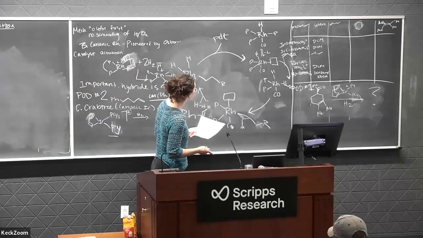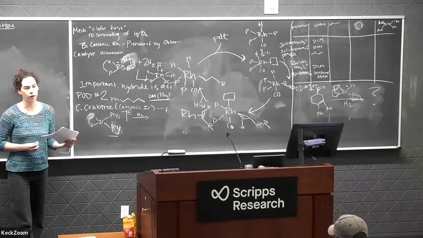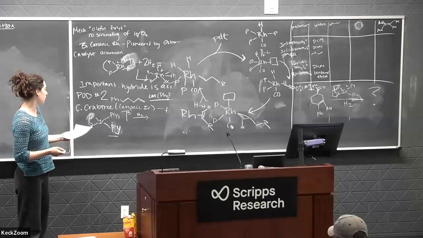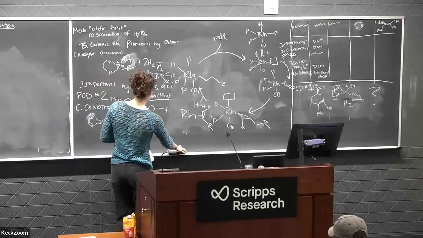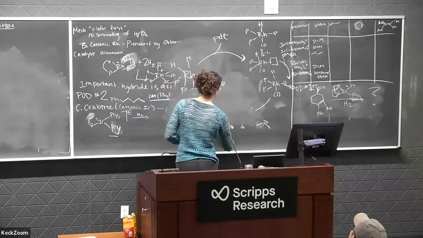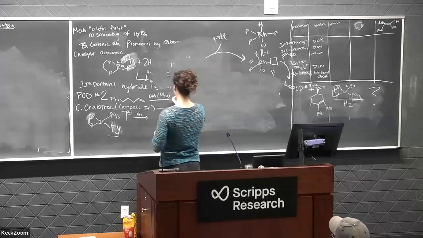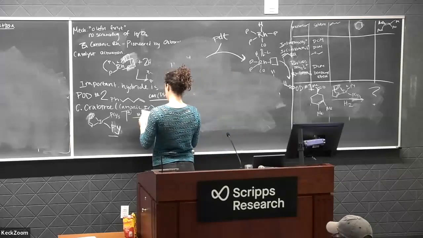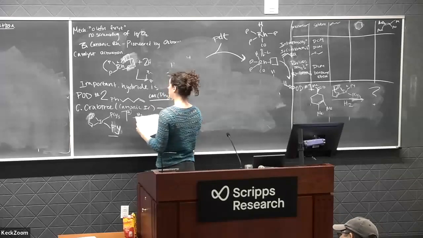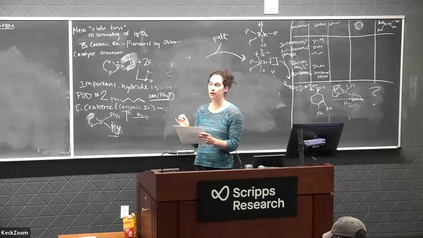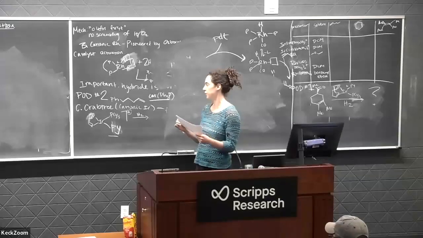So now continuing on with Crabtree's catalyst, which is the cationic iridium. Oh, I erased some of what I wrote. Okay. So Crabtree's catalyst is an extremely reactive catalyst because it's really fast for hindered olefins, which means it could even hydrogenate tri-substituted, tetra-substituted olefins. So this is what it's useful for.